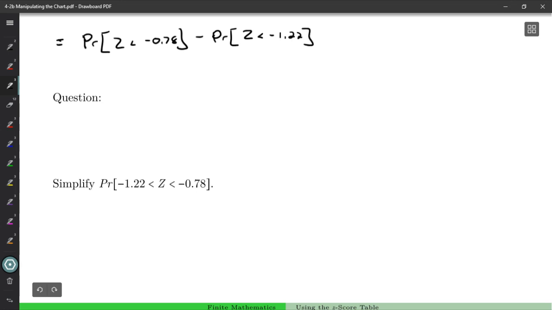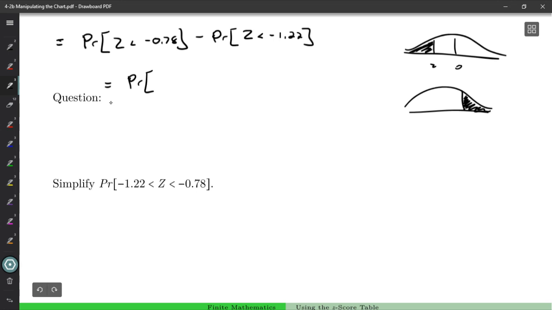Okay? So we want to work with both of these, but they're both negative z-scores. And they're both areas shaded to the left of negative z-scores. So how do we fix them? Well, we flip them over, so now they become positive z-scores, but the area will be shaded to the right. But they're still the same numbers. They're still the same areas, is what I mean. So now z bigger than 0.78, but the z-score is positive, and z bigger than 1.22.